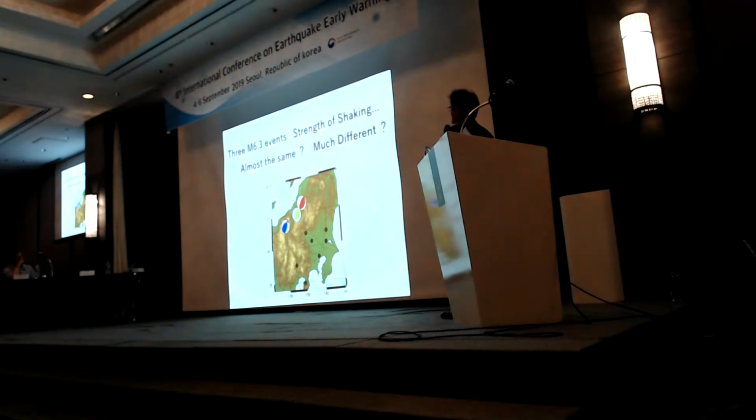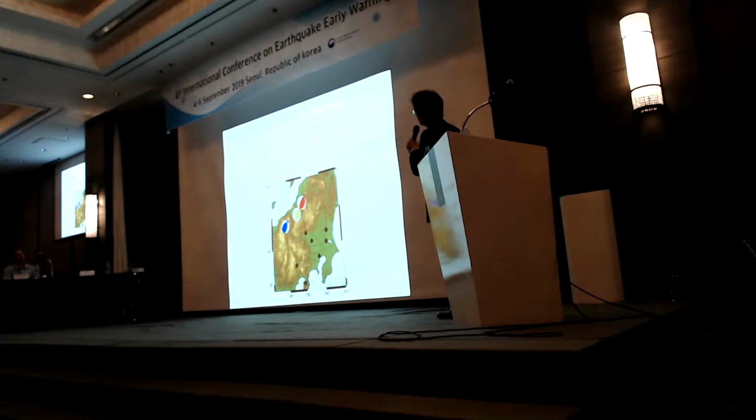So the next example is the inland earthquake. There are 3 magnitude 6.3 events, at almost the same distance from Tokyo. Shaking at Tokyo, you would expect these to be almost the same, but it is much different. These 3 earthquakes have already occurred, so we know the result.